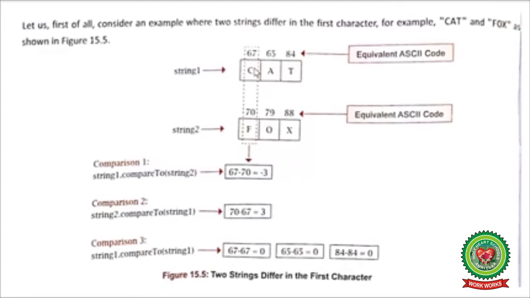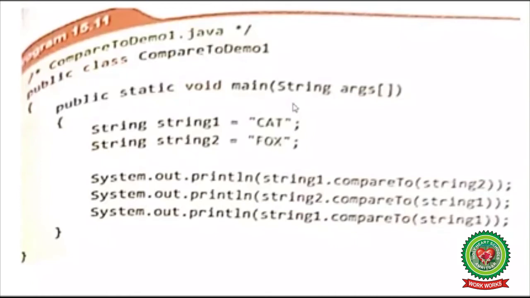Next, now the first character is same, so it will check for A. A has an ASCII value of 65. So again 65 minus 65 is equal to 0. And the last is the T character. T has an ASCII value of 84. So 84 minus 84 is 0. So when string1.compareTo(string1) will return 0, in this case both the strings will be equal.